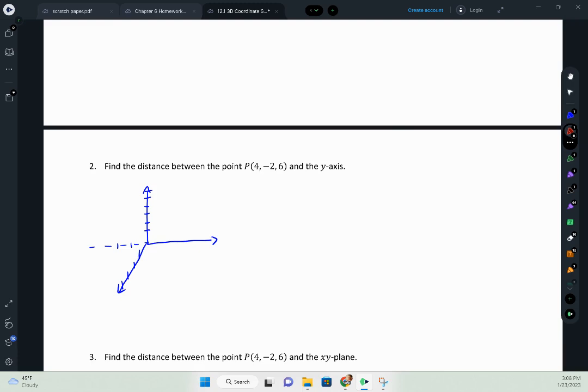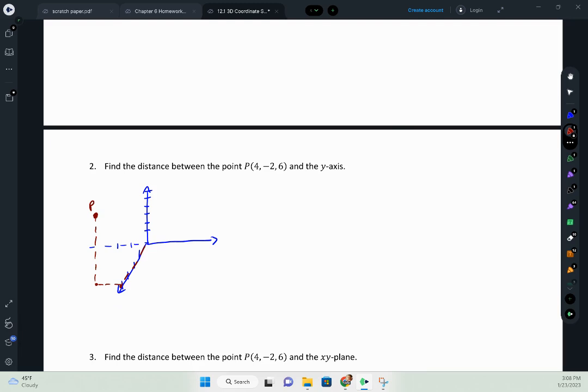So this point is telling me to go out by 4 on the x-axis. So I end up here. It says to go left by 2, running parallel to the y-axis. So I end up right here. And then to go up by 6. 1, 2, 3, 4, 5, 6. All right. Here's the point P.